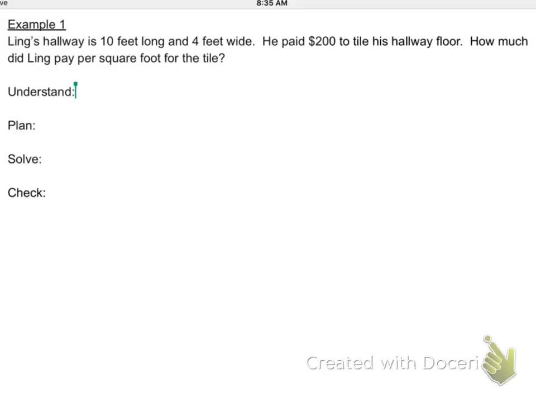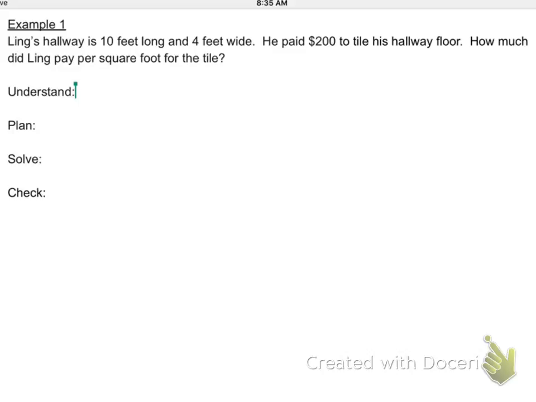So this could be 2 different ways. He only paid $200 for all the tile, so we're just asking how much is it per square foot of tile, or are we talking about him paying somebody to actually tile his floor? At this point, it doesn't really matter. We just assume that 10 feet by 4 feet wide is his hallway. There's going to be a set amount of tiles there. It's either going to be the price for the person putting it in or the price of the tile itself.